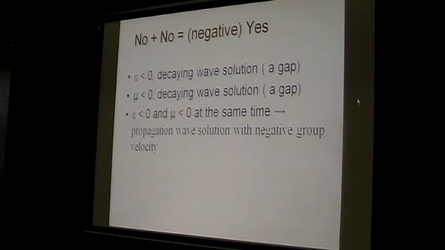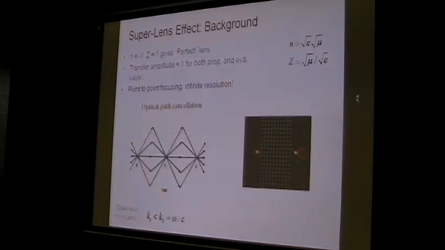So, negative plus negative equals a wave, yes. One negative, no wave. The second negative, no wave. But both of them negative, you get a wave propagating, but it goes in the wrong way, just in the opposite direction. You may say, well, who cares? But the funny thing is that if you have epsilon and mu negative at the same time, you get a negative n equal to minus 1, and then you can show that, in fact, this gives you a perfect lens.